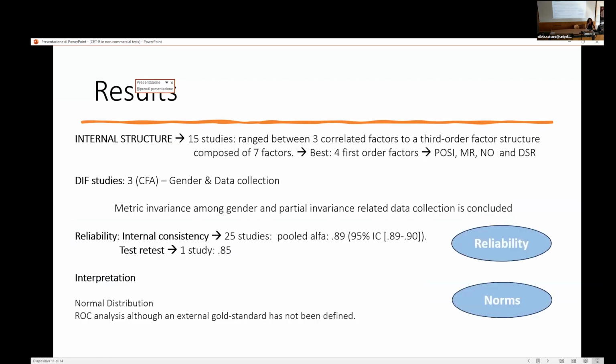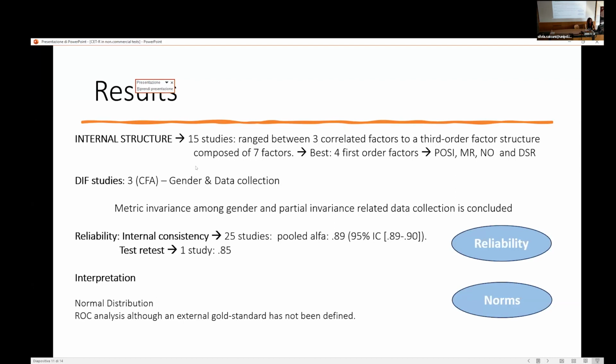Regarding the internal structure, there was a large variability in terms of the final structure that was defended in the papers. Some defended in the end 3 factors, some 7 factors with even a 3 higher order factor. But the winner among all these was the 4 first order factors, the model I showed you first on the left in the previous slide. That was only 4 first order factors instead of this second order factor.